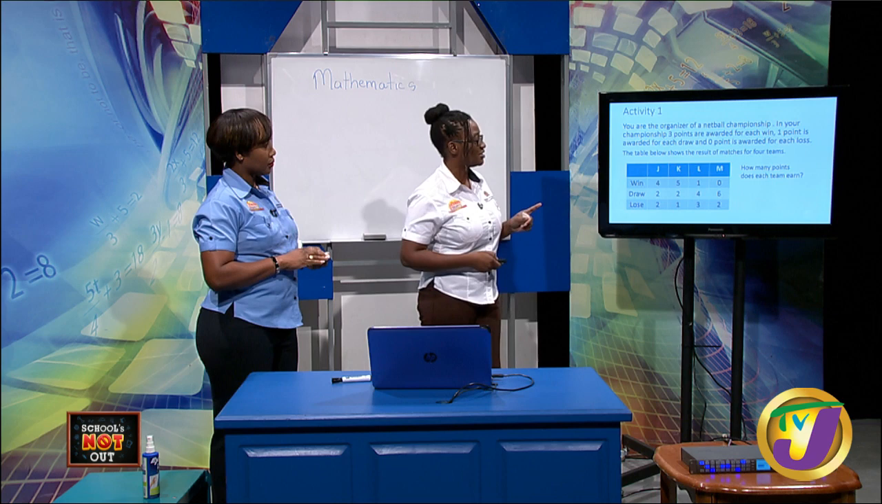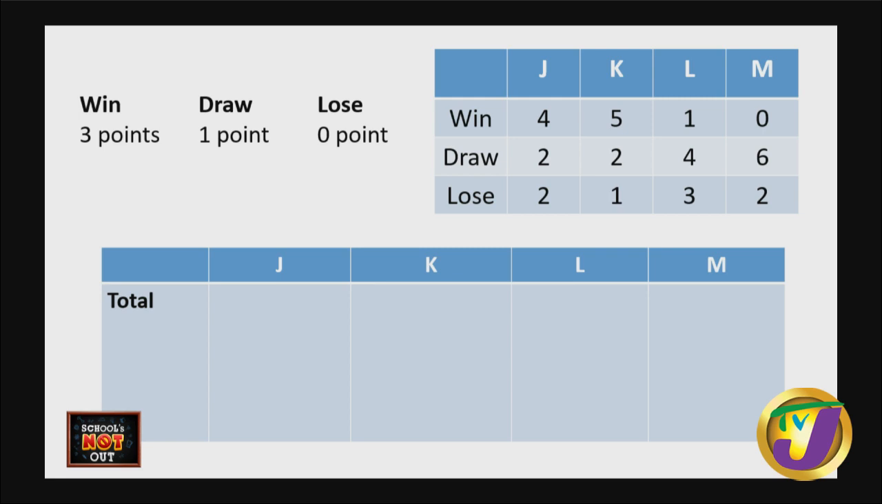So how could we find out how many points each of these teams earned? Well, you did tell us that if you win, you get 3 points, draw 1 point, and if you lose, 0 points, which is understandable. So let's figure out how many points Team J, K, L, and M would gain after all these matches.